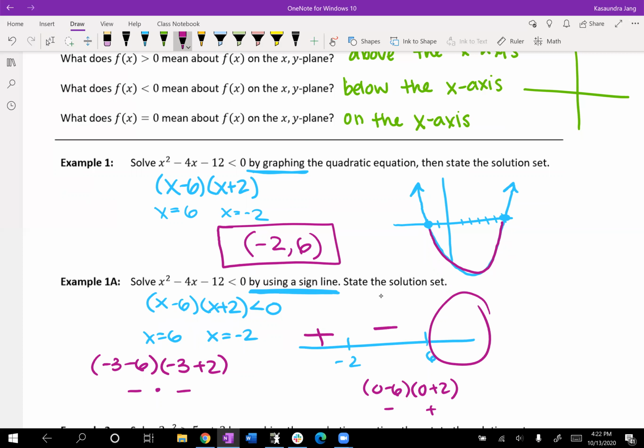And then my last section here, I'll pick something greater than 6. Maybe I'll just pick 7. So 7 - 6 times 7 + 2. This gives me a positive times a positive, which is positive. So everything over there is positive.